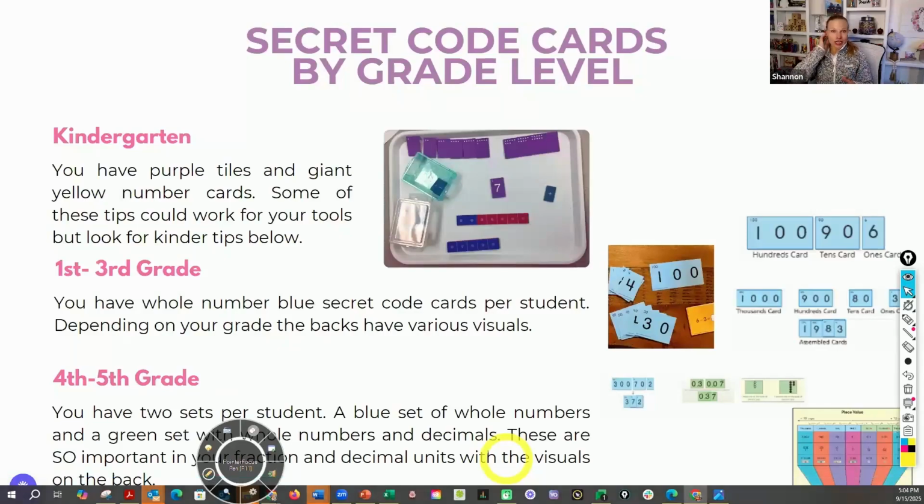Now, kindergarten, notice I didn't say you. That doesn't mean you don't have them. You do, but you just have them a little differently. So you can see on my screen, you have these purple tiles. They're foam. The back of the card is just as important as the front. Okay, so the front has a picture of a 6. The back has 6 dots.